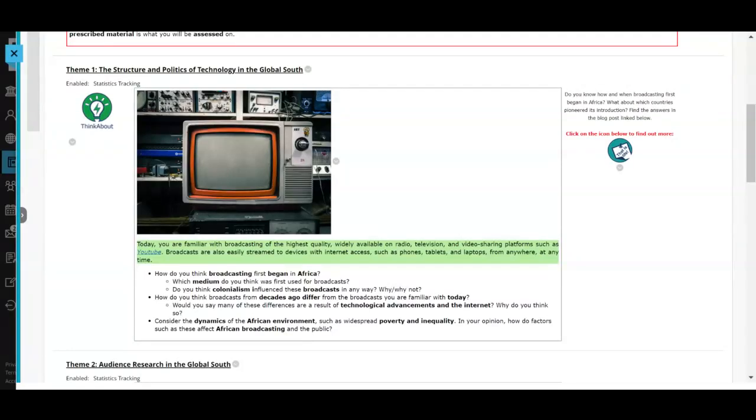So our poverty and our inequality gets highlighted quite significantly, especially in Africa, because when we think about how we are represented in Western media, we always what?